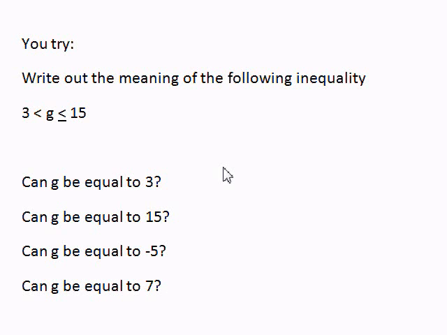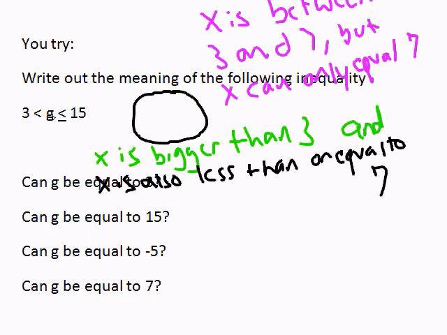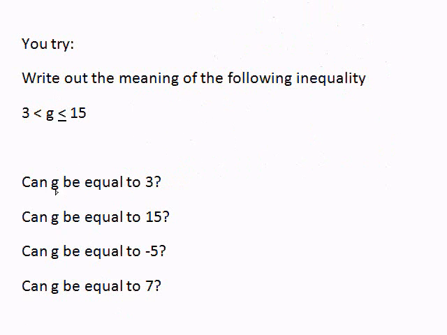Here's one for you to try to write out on your own, plus you can also answer the questions about g, what g can be equal to. Go ahead and try this on your own, pressing pause, and press play when you're ready to see the answer. Alright, for the answer, we note that g is greater than 3, and g is less than or equal to 15. This means g is between 3 and 15, but g can only be equal to 15.